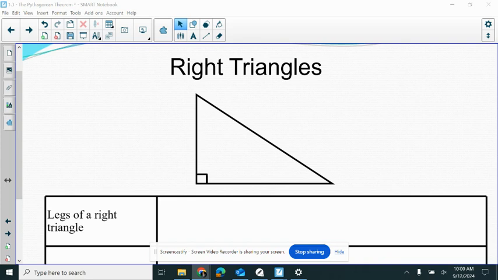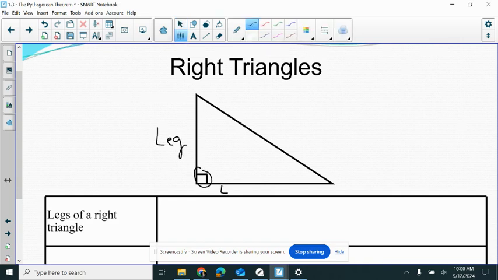So the two sides of a right triangle that make up the right angle, this is my right angle. These two sides are called the legs of the right triangle. And then the side that's crossing the right angle. So from my right angle, if I just draw an arrow kind of in the corner, then that's always going to point to the hypotenuse.